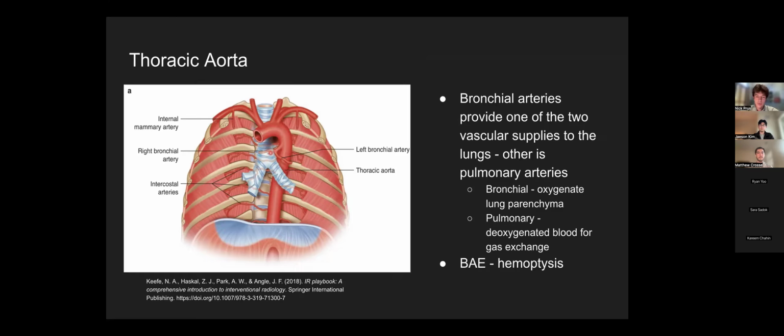And then a procedure that could be done in this area is BAE, or bronchial artery embolization. So if a patient's presenting with hemoptysis, so they're coughing up a bunch of blood, you can embolize the bronchial arteries.